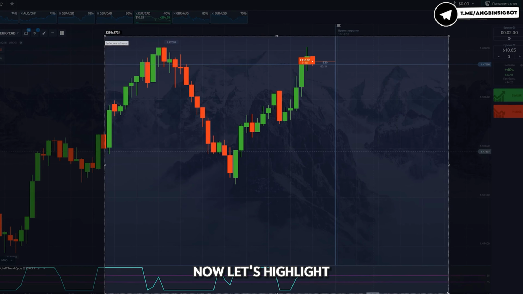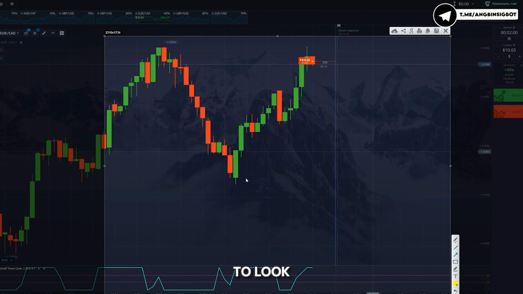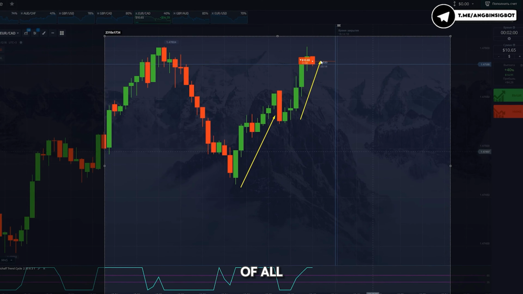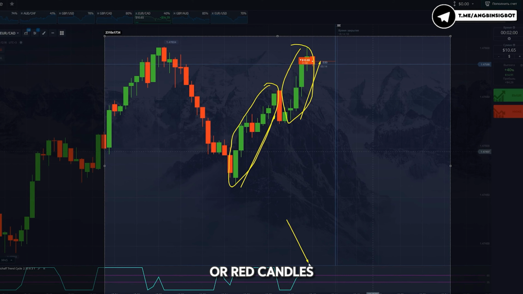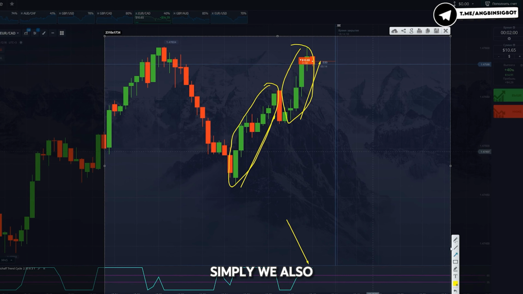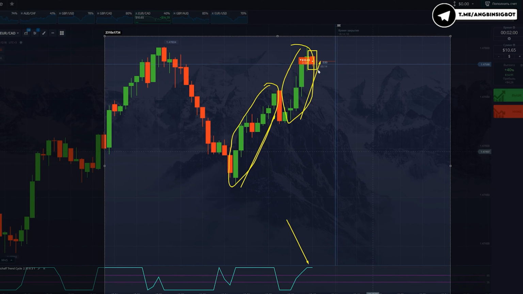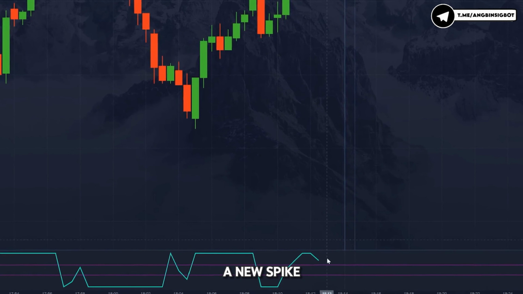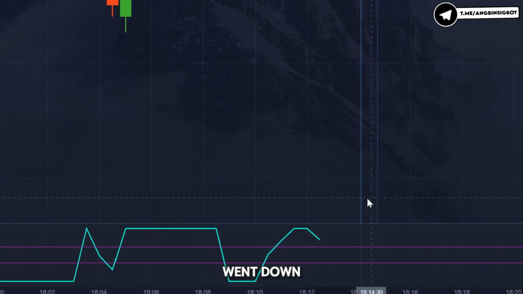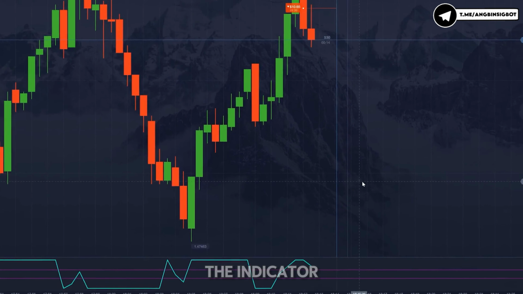Now, let's highlight the area so that I can explain where to look and what to focus on. First of all, we look at how long the trend has been going in one direction or another. That is, we look at how many green or red candles we have. To put it simply, we also pay attention to the indicator, which can show the trend change or reversal as accurately as possible. I closely monitor this line, which regularly jumps up and down. A new spike occurred a few seconds ago and the line went down. This is very clearly visible on the indicator.